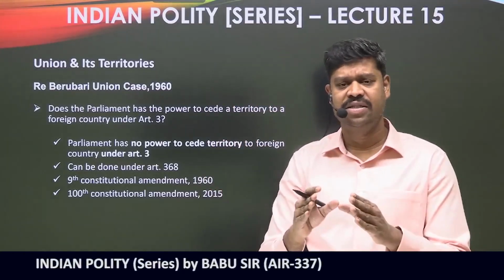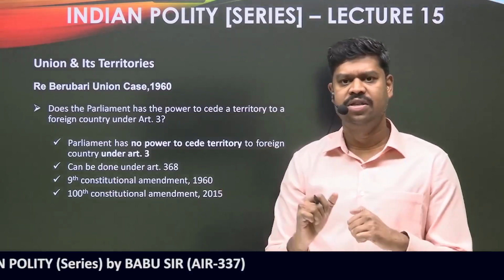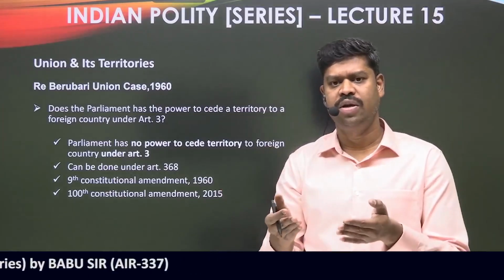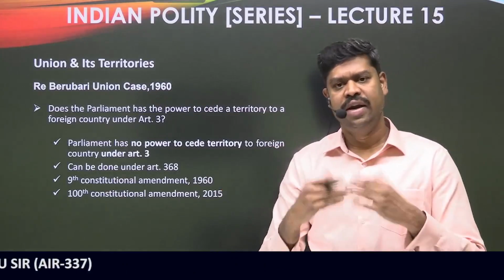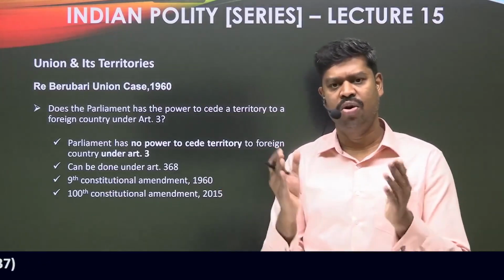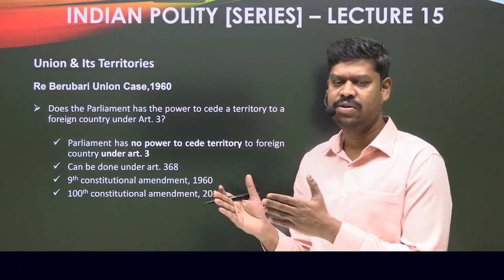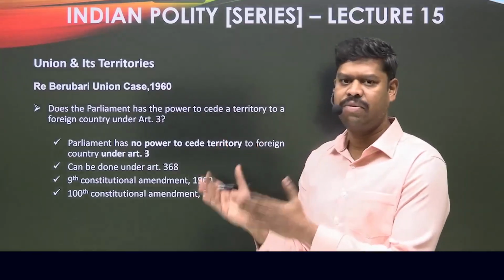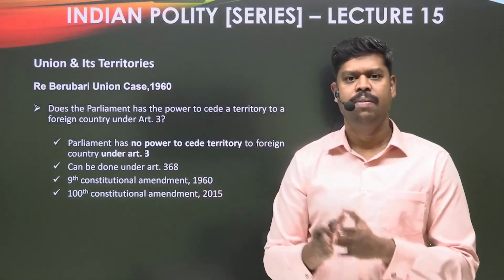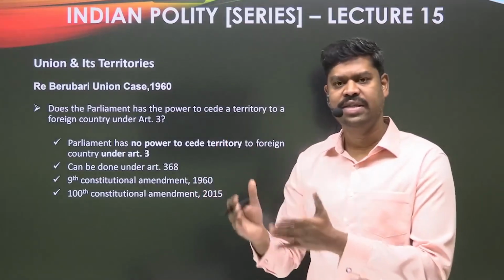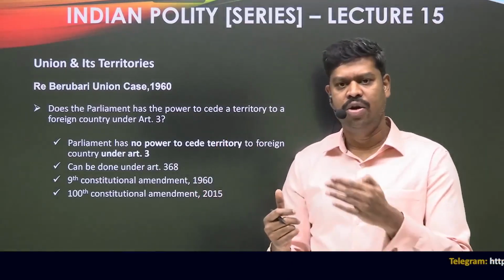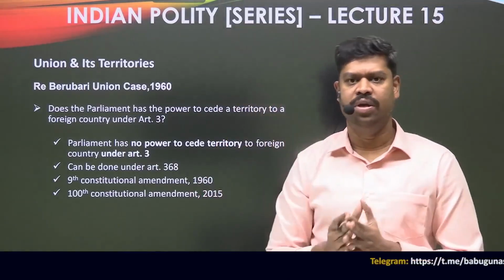Either creating a state into two different states, merging the states, converting a union territory into a state, or renaming a particular state. All these things can be done under Article 3, because it is the Parliament that has the power to do this. So basically Article 3 is internal reorganization. Article 2 is admitting a new territory into India.